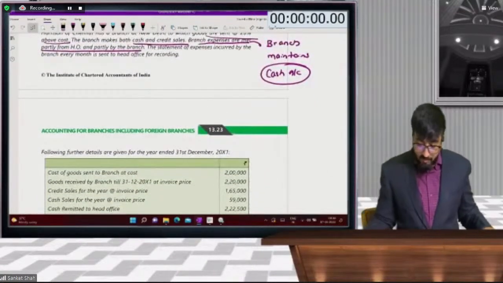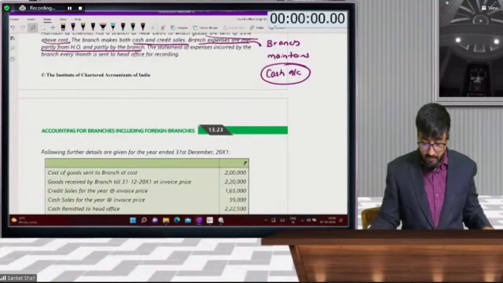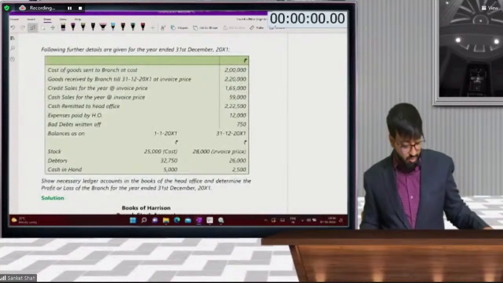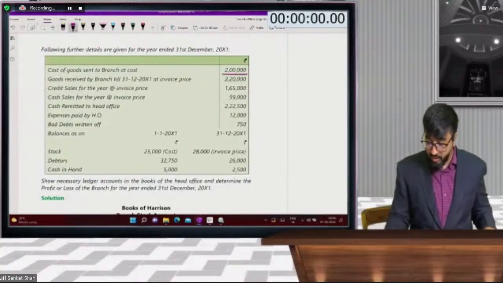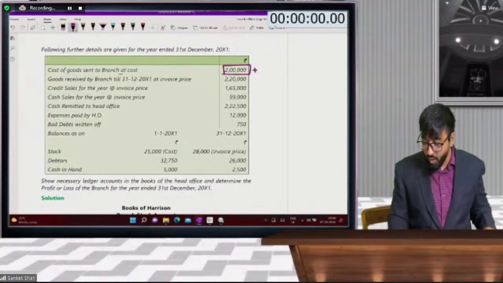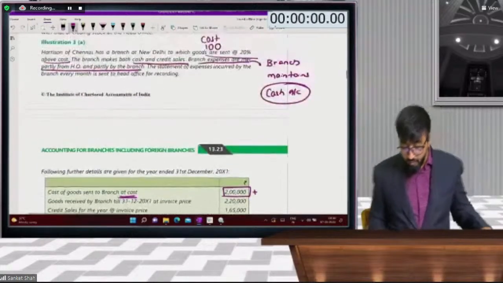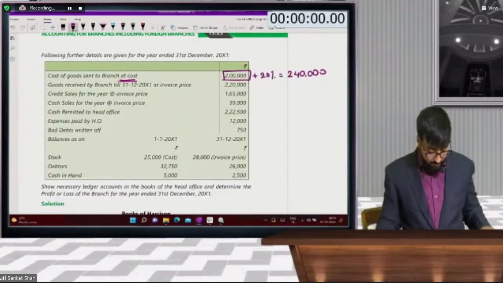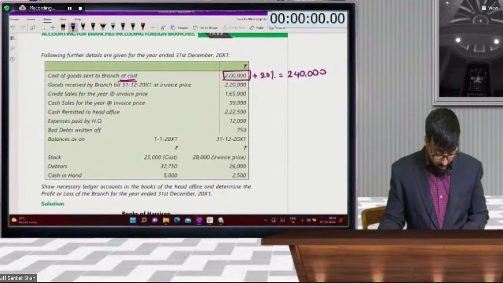The statement of expenses incurred by the branch every month is sent to head office for recording. Okay, sir. Cost of goods sent to branch 2 lakhs rupees. Now to 2 lakhs you will add 20%, as it is at cost. We have to transfer it at invoice price. So 2 lakhs plus 20% you will write here 2,40,000. Very good.